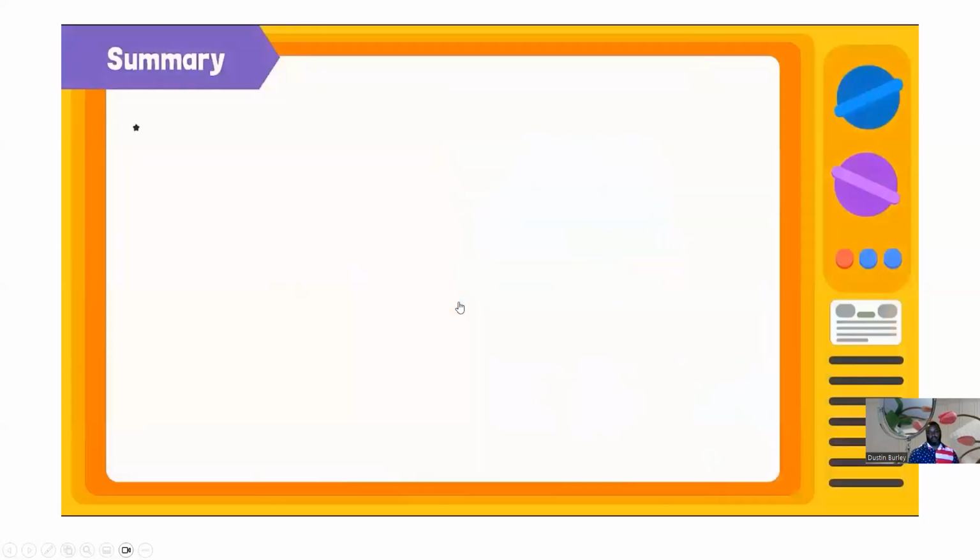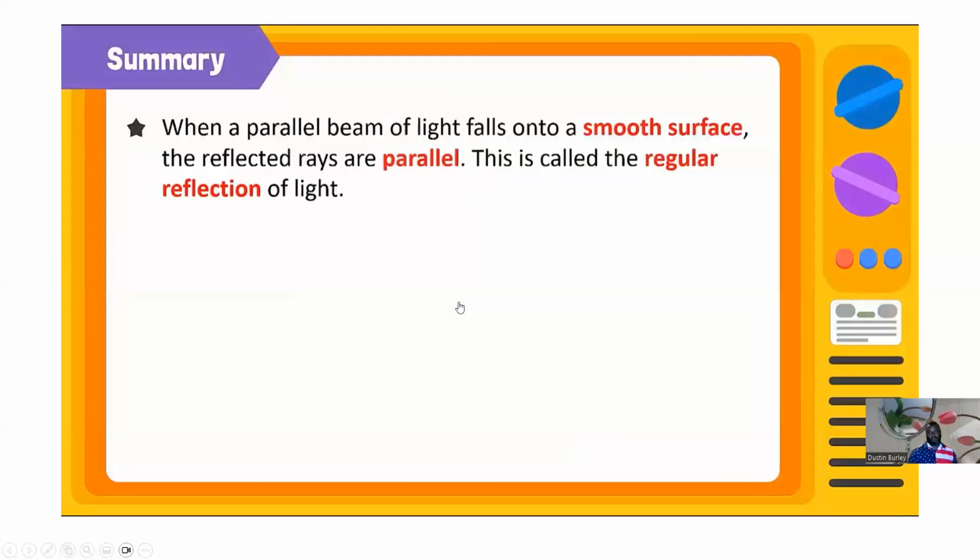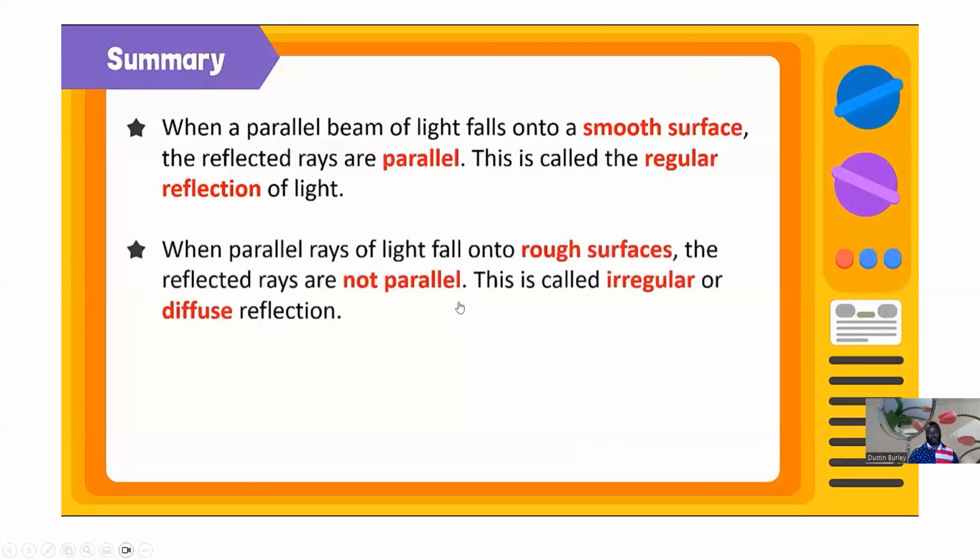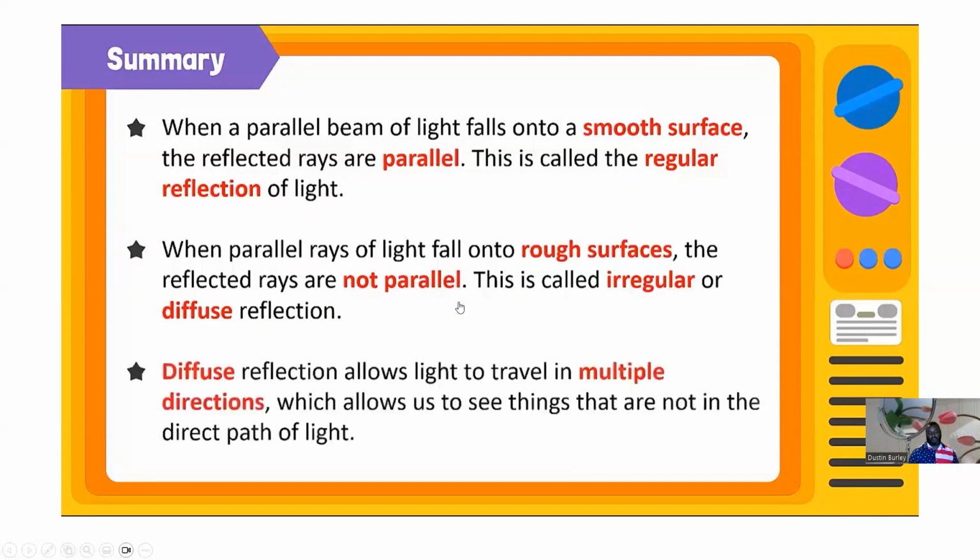Time to summarize. When a parallel beam of light falls onto a smooth surface, the reflected rays are parallel. This is called the regular reflection of light. We see our reflections in mirrors due to regular reflection. When parallel rays of light fall onto rough surfaces, the reflected rays are not parallel. This is called irregular or diffuse reflection. Diffuse reflection allows light to travel in multiple directions, which allows us to see things that are not in the direct path of light.